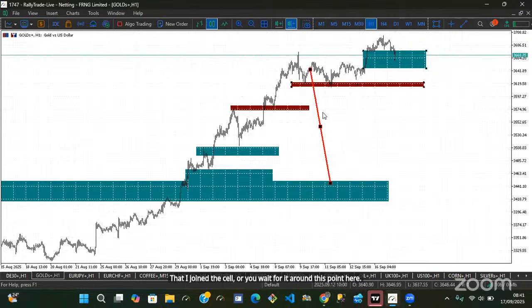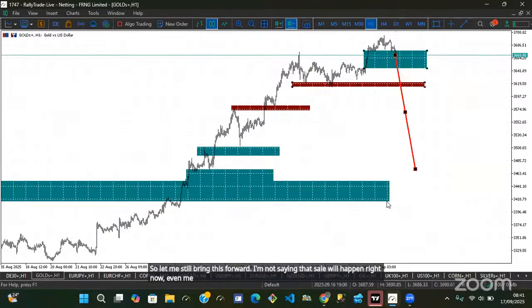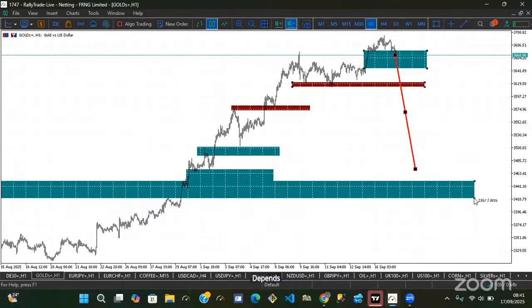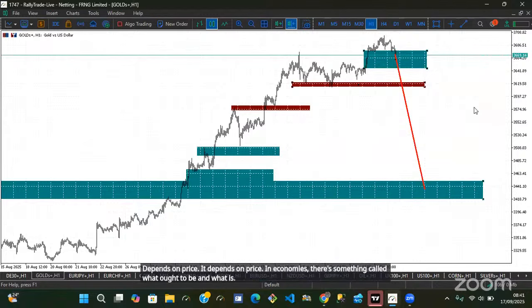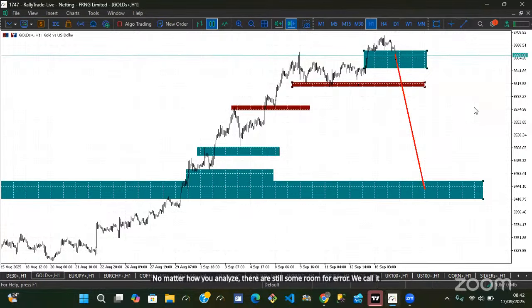So let me still bring this forward. I'm not saying that sell will happen right now. Even me, I can't tell you exactly when. It depends on price. In economics, there's something we call what ought to be and what is. No matter how you analyze, there's still some room for error. We call it white noise. There are certain elements that you cannot 100% account for, right?